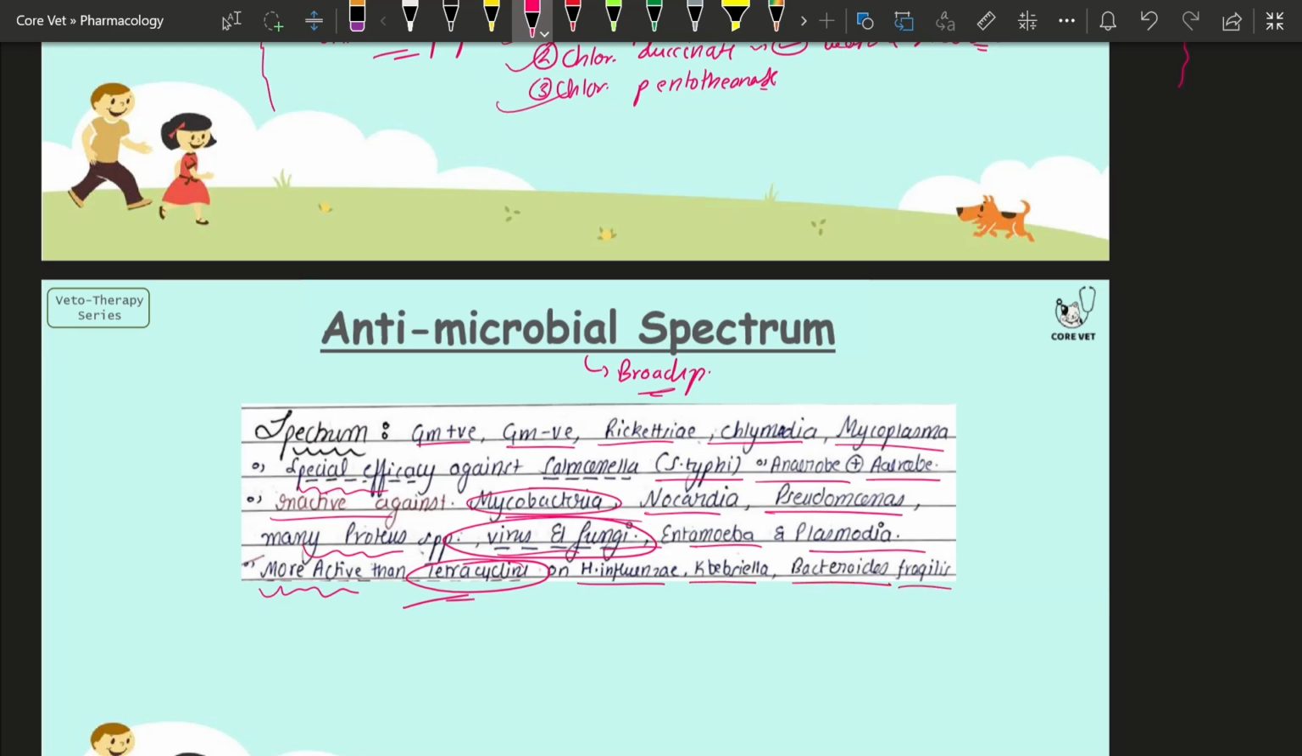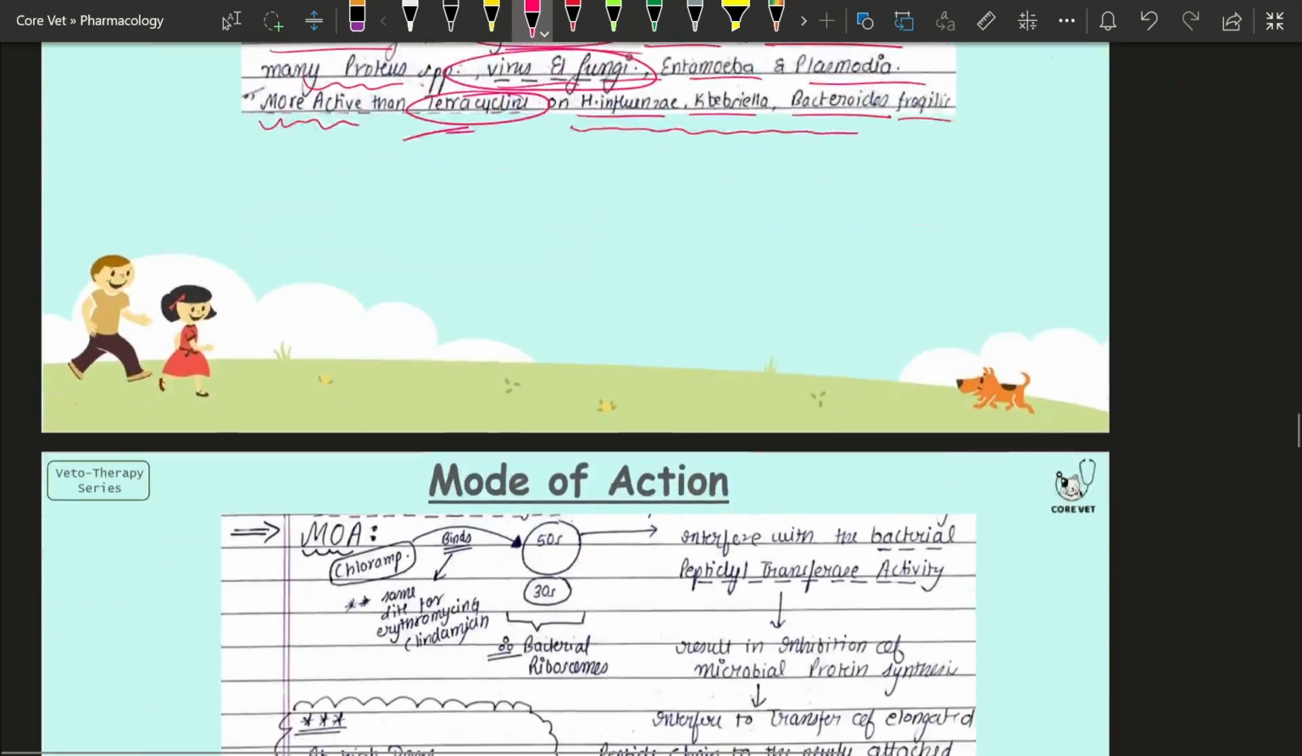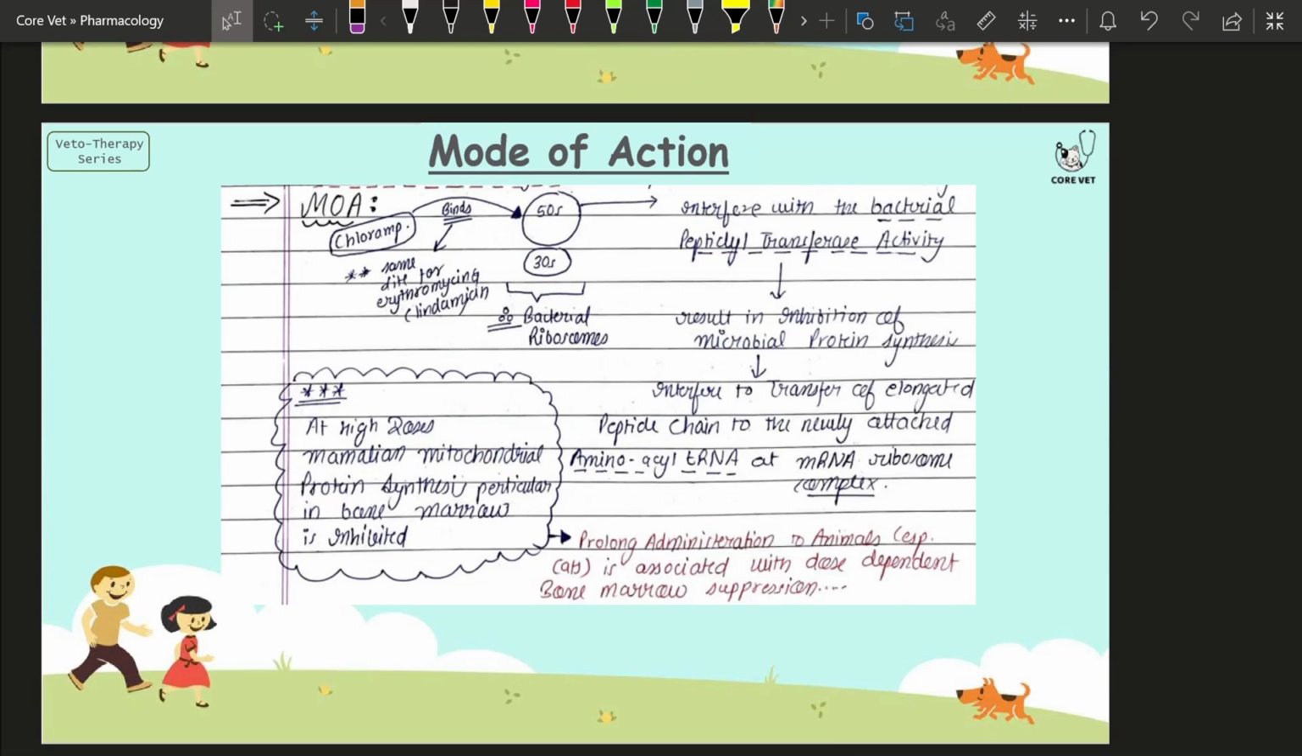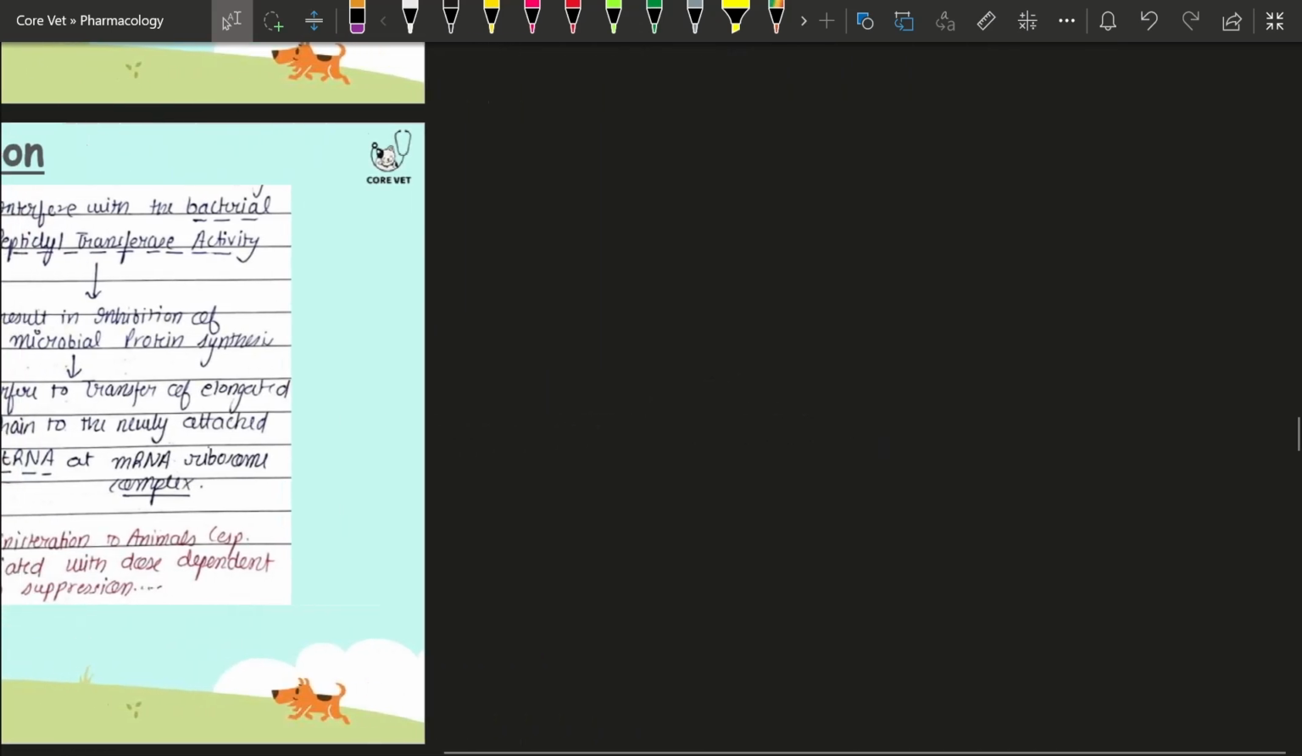So if we consider the treatment of these particular bacterial species, it is more effective than the tetracycline. Okay, and there are certain differences between chloramphenicol and tetracycline that we'll discuss in the mode of action also. So here's the mode of action. First of all, the drug, obviously, is chloramphenicol.